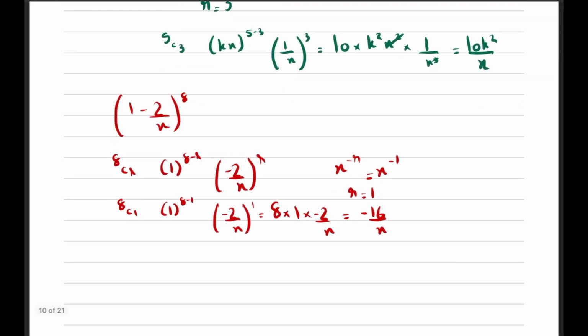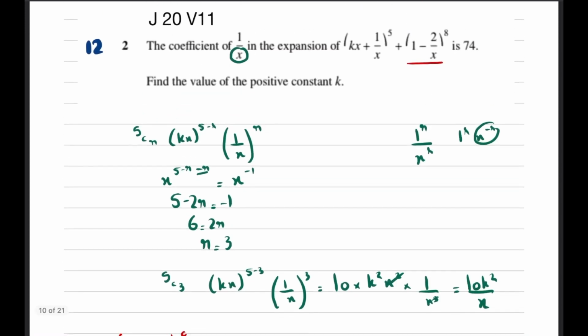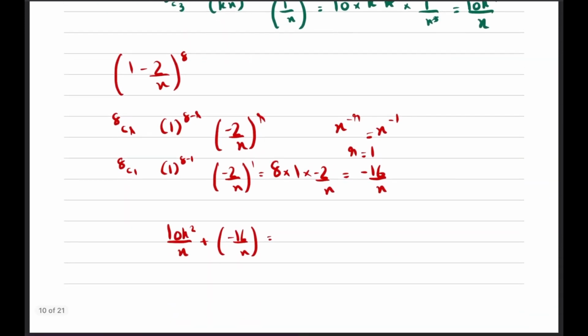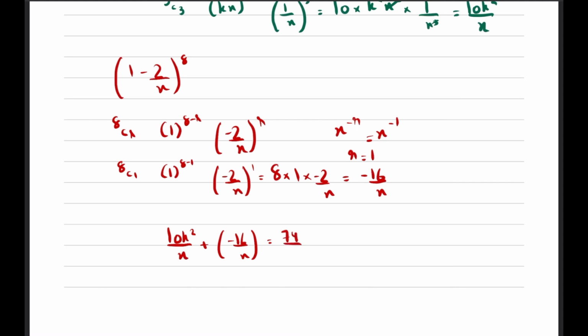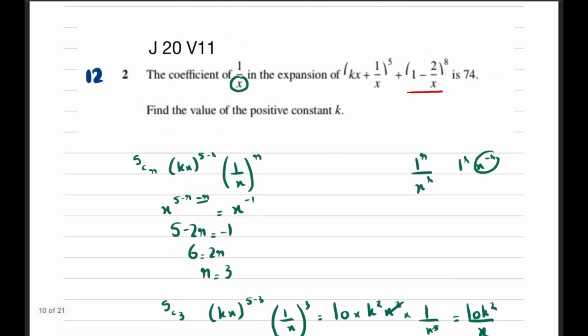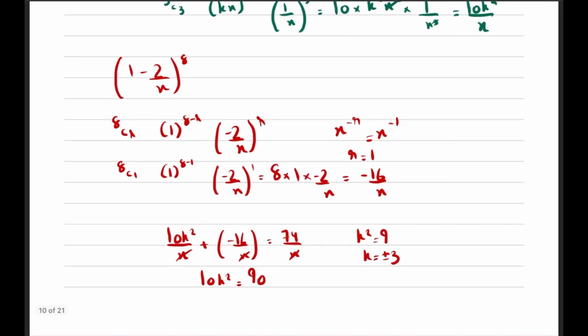Now let's add these two. 10k square upon x plus minus 16 upon x is equal to, the coefficient is given to us, 74 upon x, right bache? So let's cancel all x out. So 10k square is equal to 74 plus 16, what is that? 90. So k square is equal to 9. K is equal to plus minus 3. Got this bache? But k was a positive constant, so it's going to be k is equal to 3.